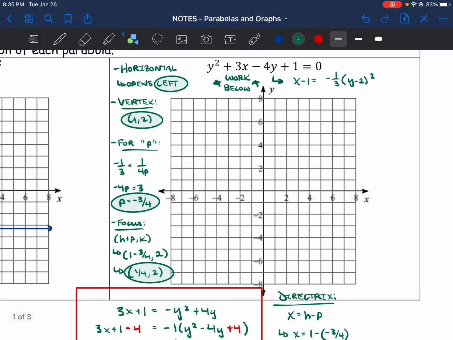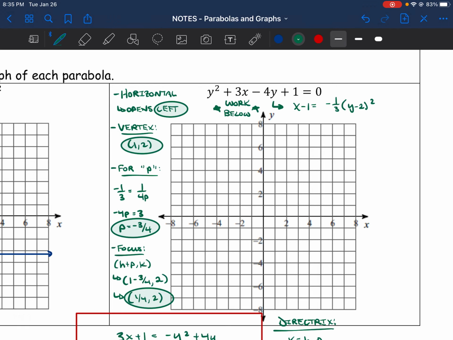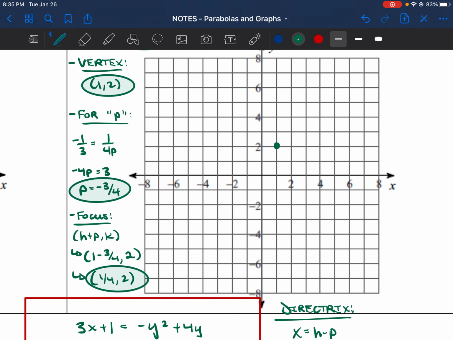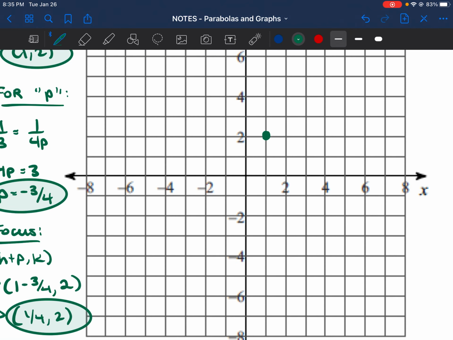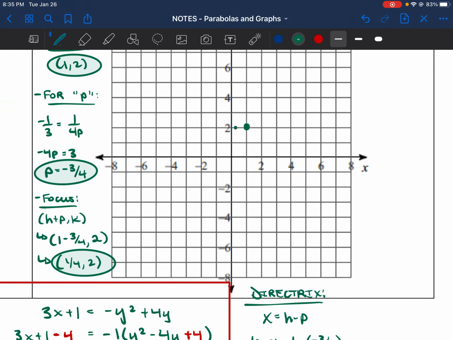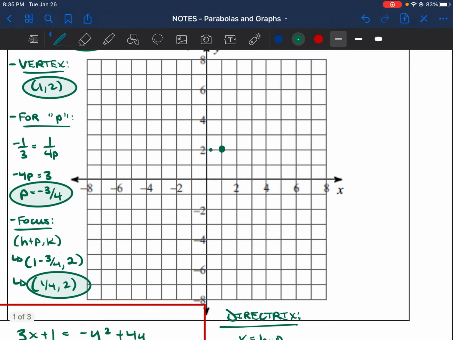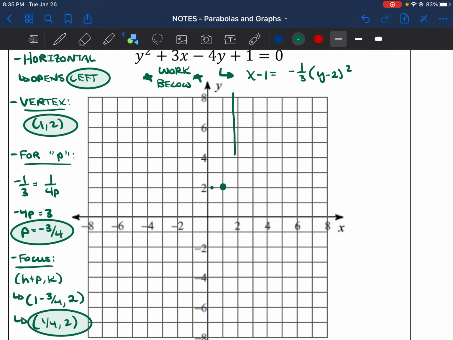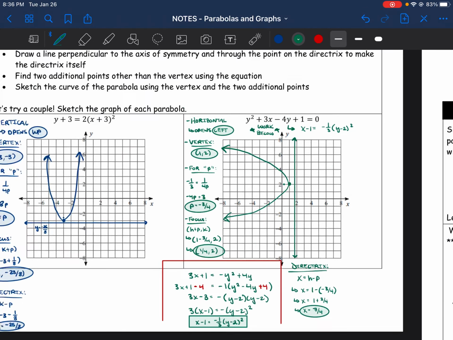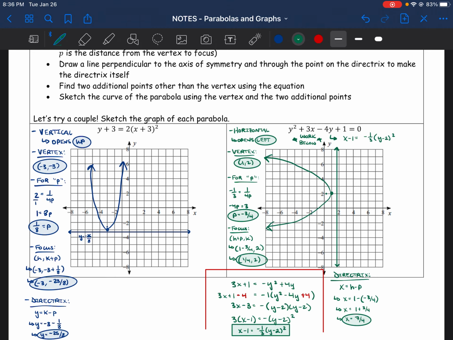So going through and drawing in these pieces so we can sketch the graph, let's go ahead and plot our vertex 1, 2. Let's estimate to the best of our ability the focus point. So the focus point is 1/4, 2. That's about right there. And the directrix is going to be the vertical line, x equals 7/4, which is about right there. We know this thing opens to the left. So we just sketch it in. Okay. So all in all, not too bad. A lot of pieces for us to find, but not too terribly difficult.